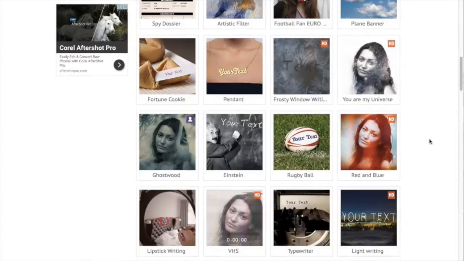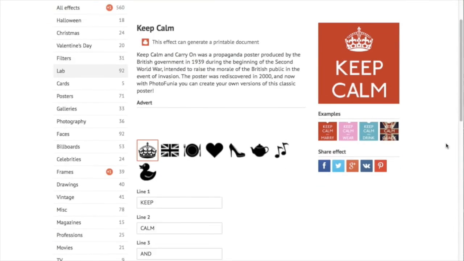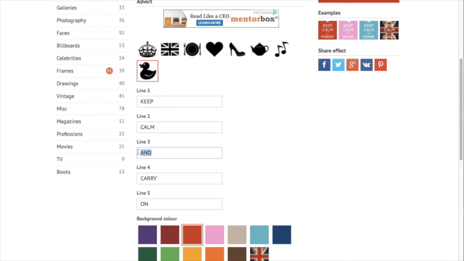Here's another example of a remix where a popular British poster is used as a base.